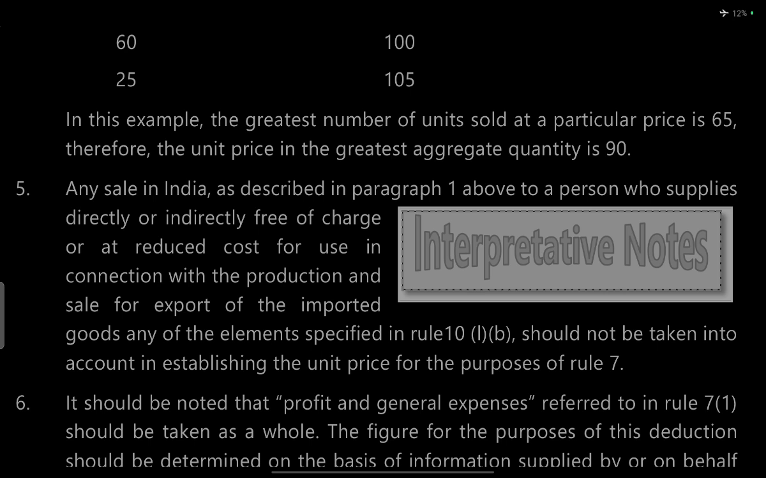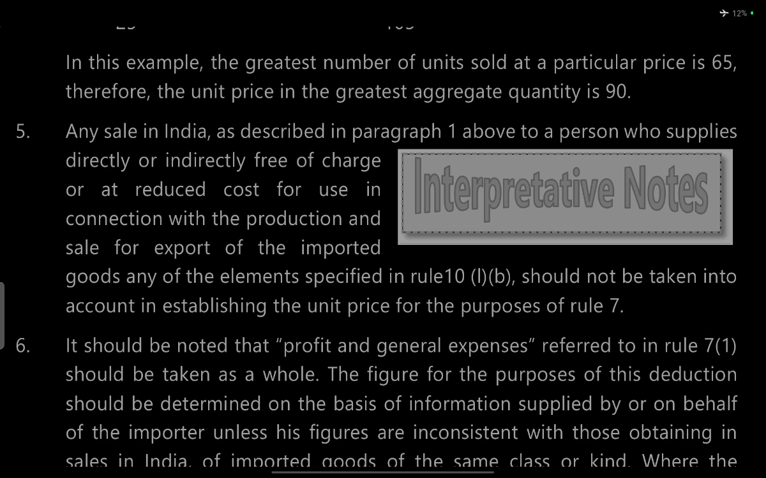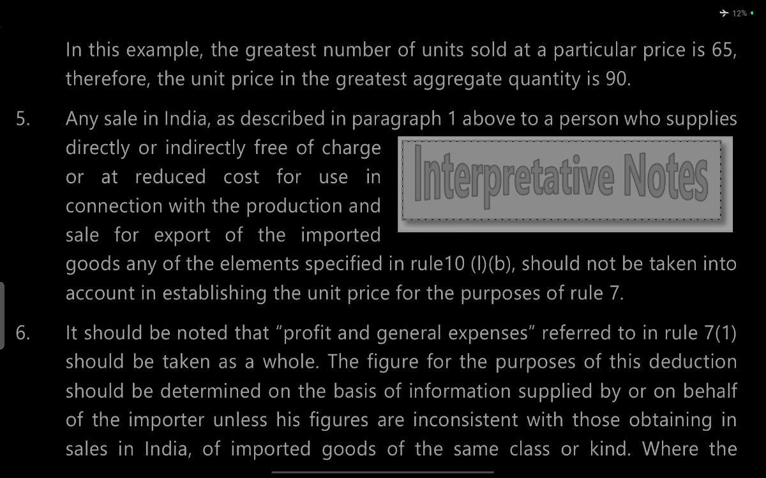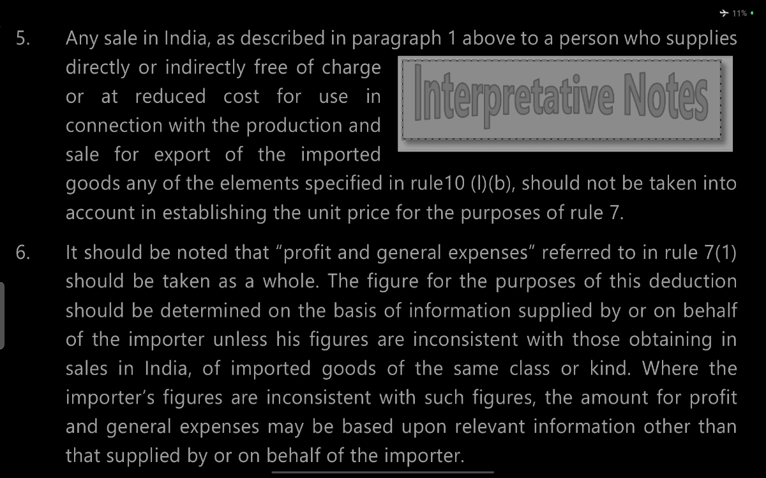The sale in India described in the paragraph above excludes sales to a person who supplies, directly or indirectly, free of charge or at reduced cost, goods for use in connection with the production or sale for export of the imported goods. Any of the elements specified in Rule 10(1)(b) shall not be taken into account in establishing the unit price for the purpose of this rule.